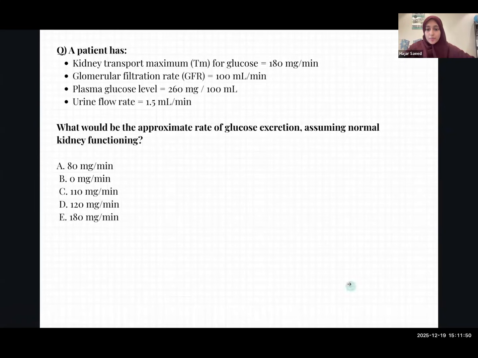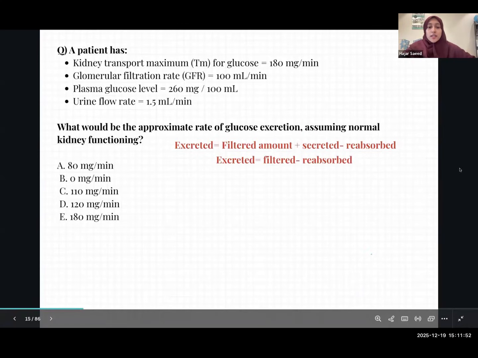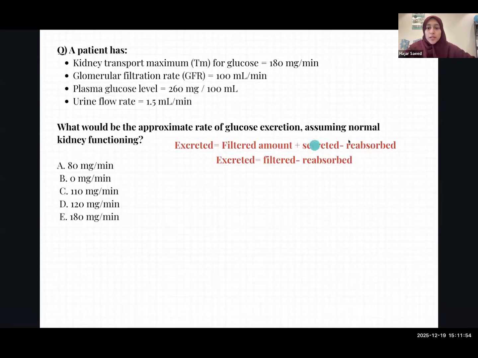Okay. So the way we're going to calculate the excreted amount is the filtered amount plus secreted minus reabsorbed. This is just a general equation you can use for anything. Over here, we know glucose should be totally reabsorbed. It's not secreted, so we can take this off. So the excreted amount equals the filtered minus the reabsorbed. Now, how do we calculate the filtered amount? There's an equation, filtered load.